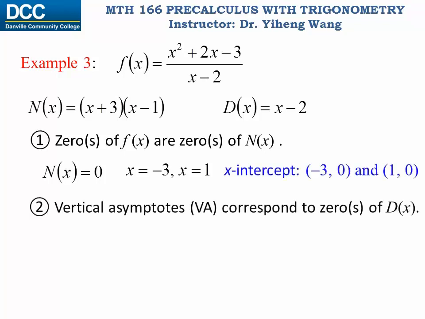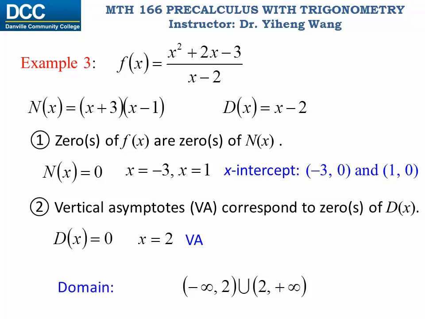The vertical asymptote is determined by the zero of the denominator function, which is x equals 2. That is the equation for the vertical asymptote, but it also corresponds to the point being excluded from the domain of this function. Therefore, for this rational function, its domain is all real numbers except for x equals 2.